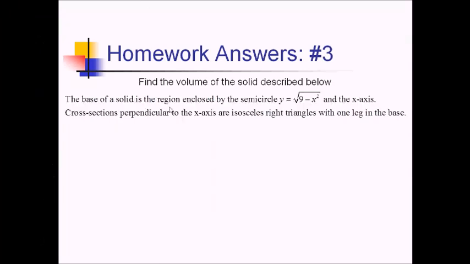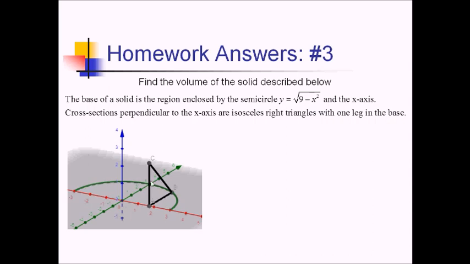For this problem, the base of a solid is the region enclosed by this semicircle and the x-axis. Cross-sections are isosceles right triangles with one leg in the base. So here's just a 3D representation of this, just because I can. There's my semicircle. Here are my isosceles right triangles with one leg in the base.